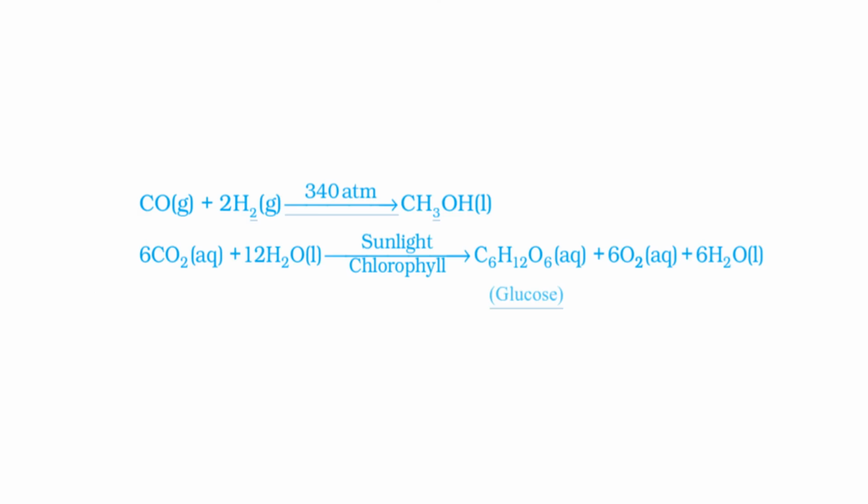So here carbon dioxide in gaseous form combines with hydrogen again in gaseous form at 340 atmospheric pressure to give methanol. In the second equation, you see carbon dioxide which is in aqueous form combines with water which is in liquid form in presence of sunlight and chlorophyll to give glucose in aqueous form, oxygen in aqueous form, and water in liquid form.